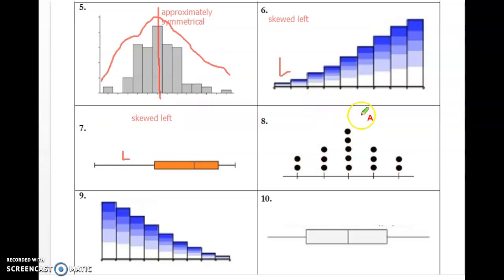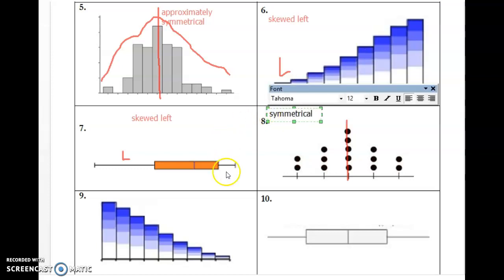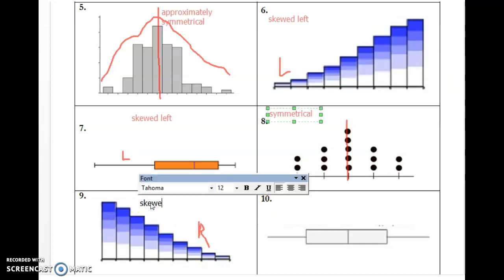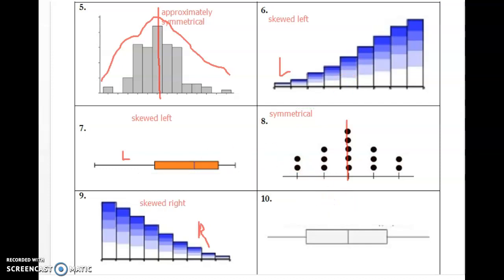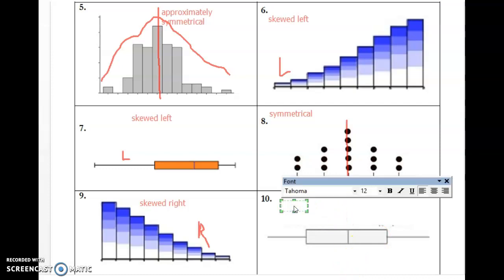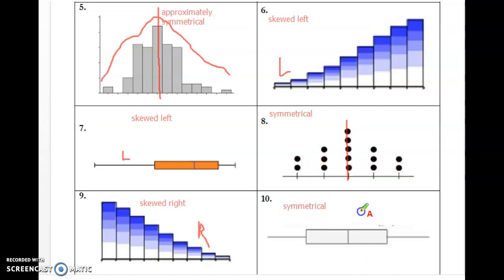Okay, next one. Again, you draw a line right down the middle, same on the left and the right. So this one is exactly symmetrical. Left and right are the same. Okay, the next one, the tail is on the right side, right? This is the long skinny side. So we would call this skewed right. And the last one, left and right, is exactly the same. So we would call that symmetrical. Again, if you look right down the middle, it is exactly the same.